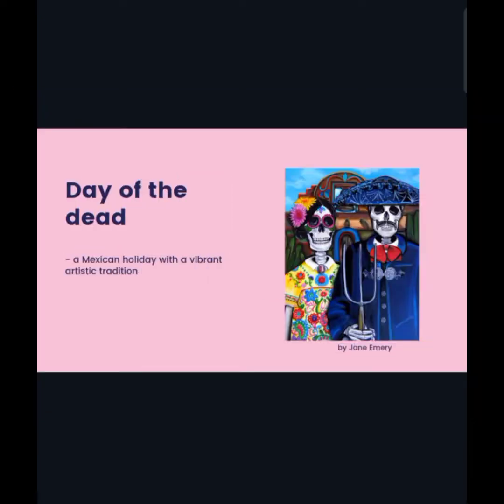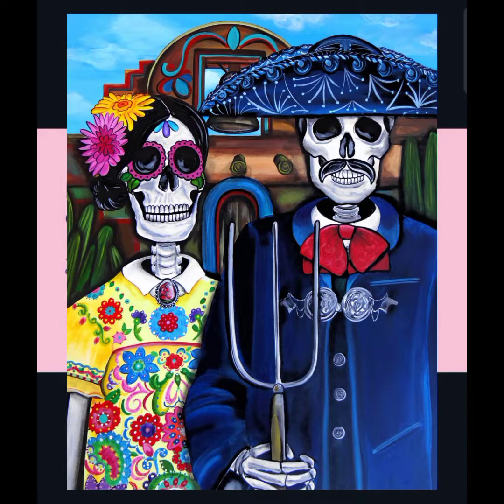Lastly is the Day of the Dead. It's a Mexican holiday with a vibrant artistic tradition, and our attached sample here is by Jane Emery.